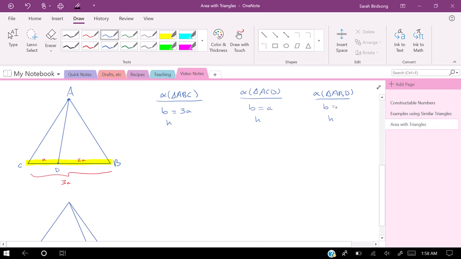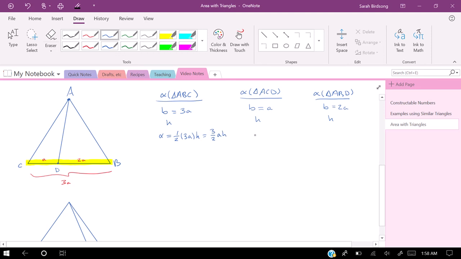And if we look at the base of the last triangle, the triangle on the right, ABD, its base is B to D, or it has a length of 2A. Now, put this all together, and we'll get that the area of the triangle ABC, the big triangle, is simply 1/2 times 3A times h. And if we go ahead and simplify that, that's simply 3/2 AH.